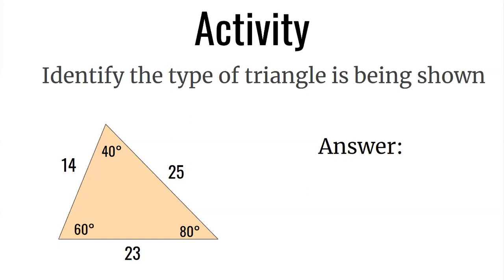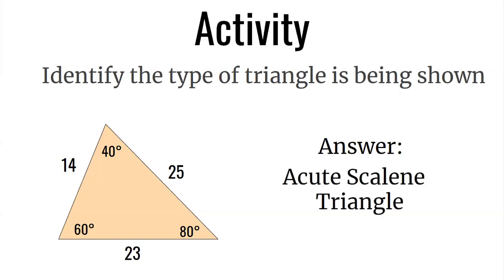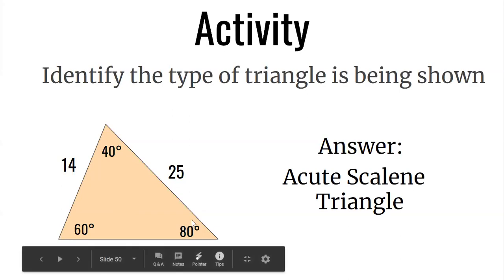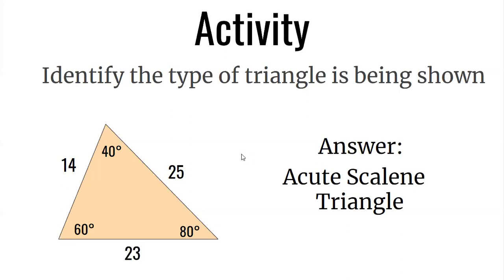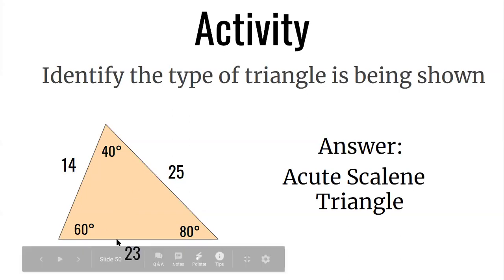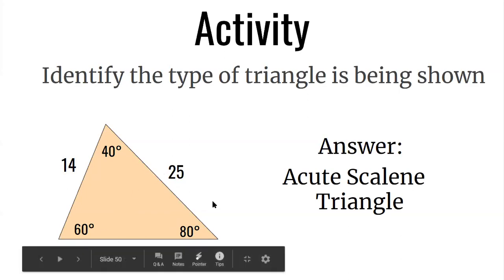And welcome back. I hope you guys can identify this. If not, it's okay. We got more practice to go. So the answer is acute scalene triangle. It is acute because all the angles right here are less than 90. It is scalene because all the sides are not equal. They're not the same. None are equal or congruent, I should say.